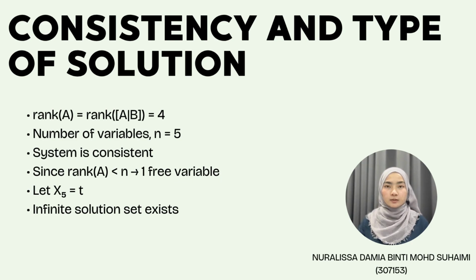However, the number of variables is 5, which is greater than the rank. This means rank A is less than n, so there is one free variable. We assign x5 equal to t, where t is a free parameter. Therefore, the system has infinitely many solutions because the solution depends on a free variable.